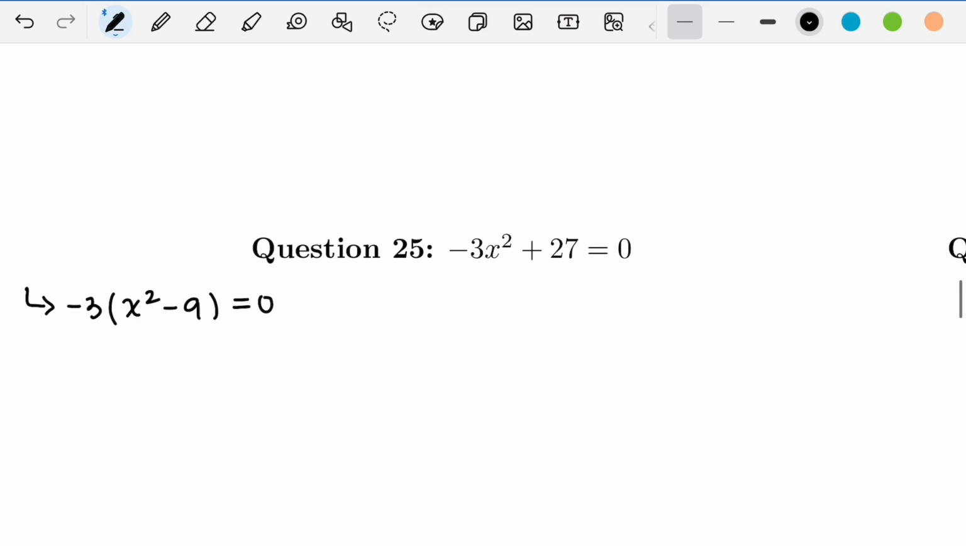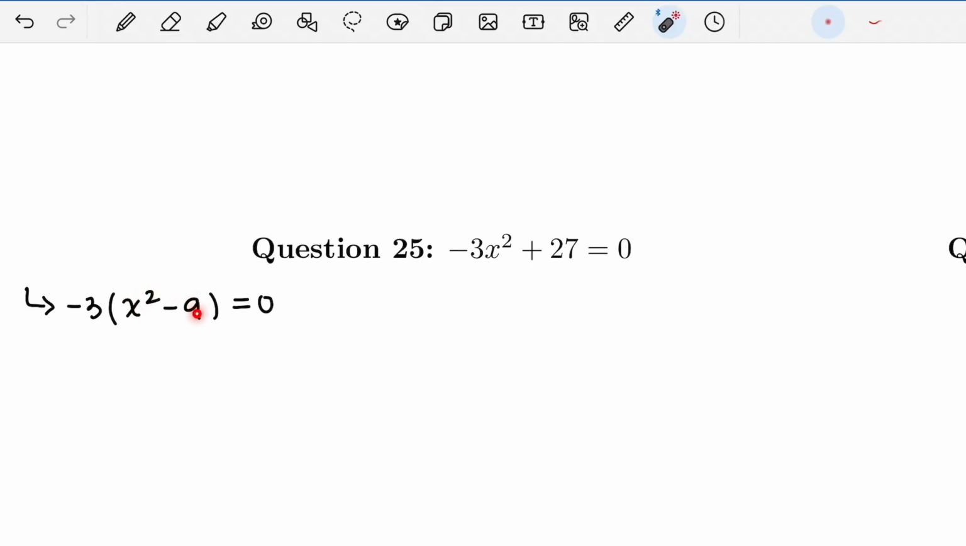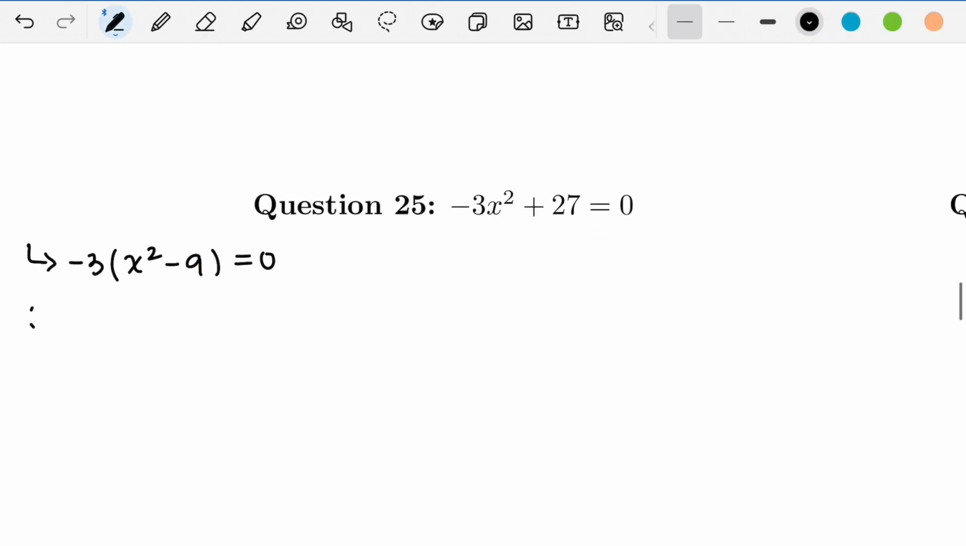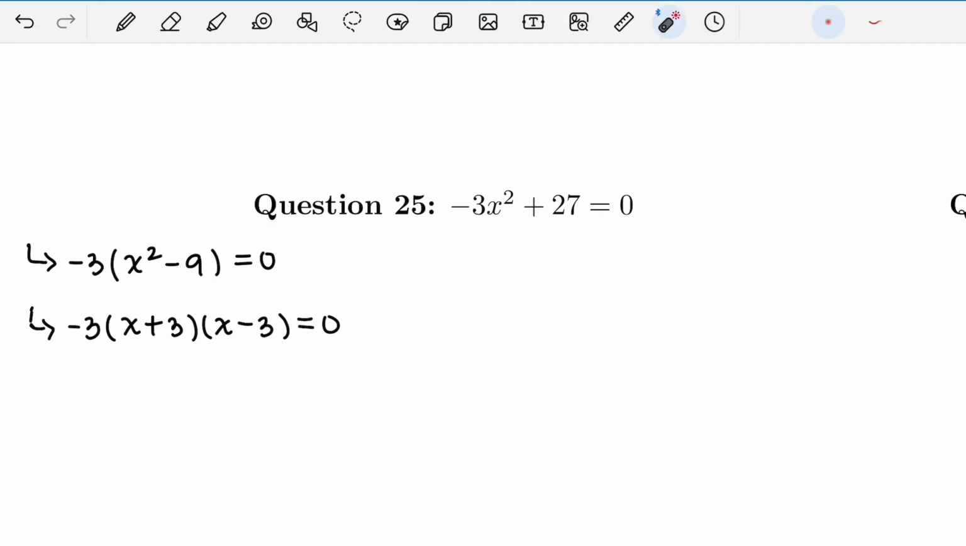Well, we know from our last section that this is going to be the difference of squares. We have x squared minus 9, and 9 can be rewritten as 3 squared. And we know that to factor the difference of squares like this, we're going to get x plus 3 times x minus 3. And so this whole thing is going to be equal to 0.